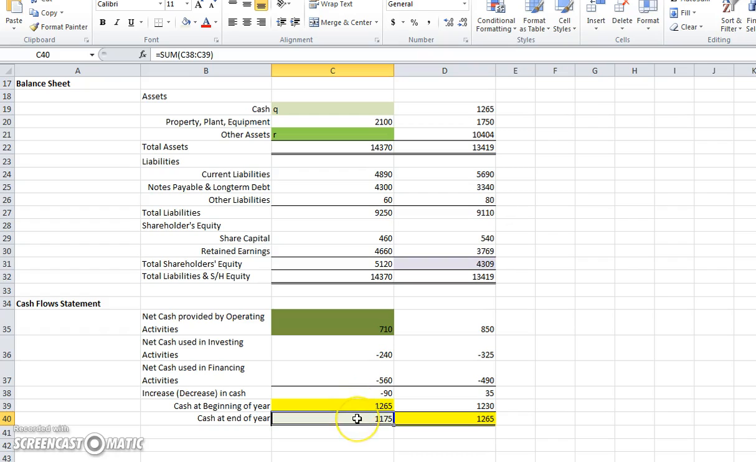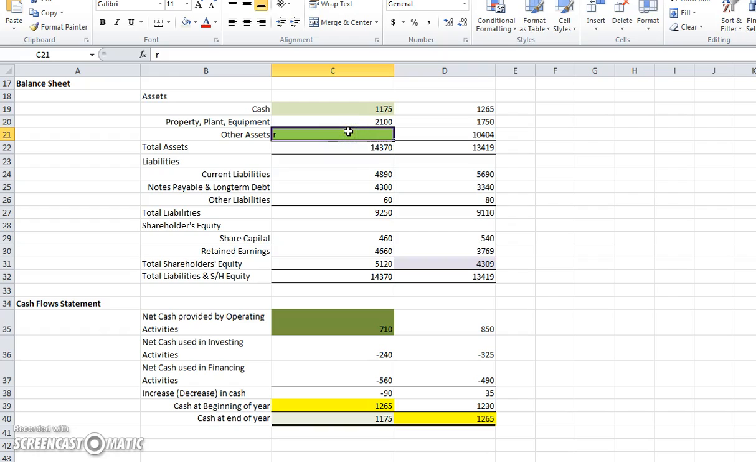Now, if that's the cash at the end of the year, we know when it comes to the balance sheet, remember, which is a snapshot of your financial position in time, this must be that, 1,175. You see how information flows between these four financial statements? It's just wonderful.